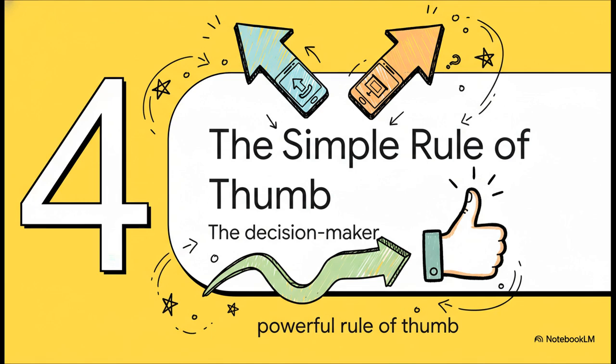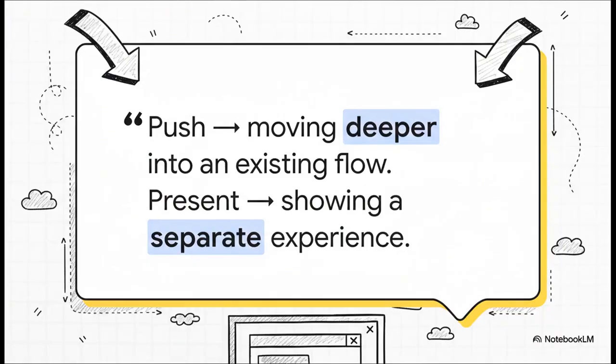Okay, so we've got these two really powerful tools. How in the world do you choose? Well, it actually comes down to one incredibly simple, powerful rule of thumb that's going to guide you to the right choice every single time. Let this sink in, because this is everything. Just ask yourself one question. Are you taking the user one level deeper into the information they're already exploring? If yes, use push. Or are you interrupting their flow to have them complete a separate temporary task? If yes, use present. That's it. That is the entire decision.